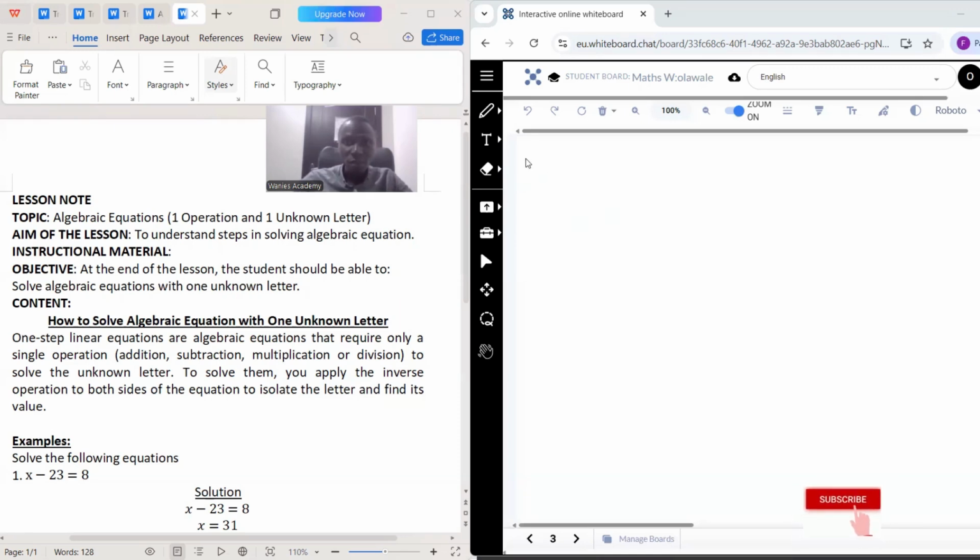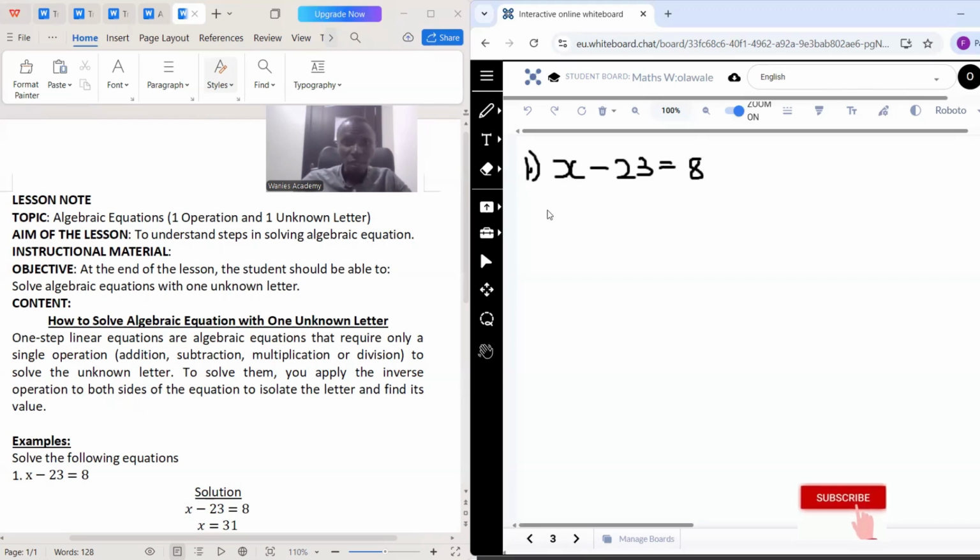We have the first example. Here we have to solve the following equation. We have x minus 23 equals to 8. So what we are asked to do here is to find the value of x. So the first thing I want to do here is to add 23 to both sides of the equation. Then with that, you can use that to isolate the variable, which is x.